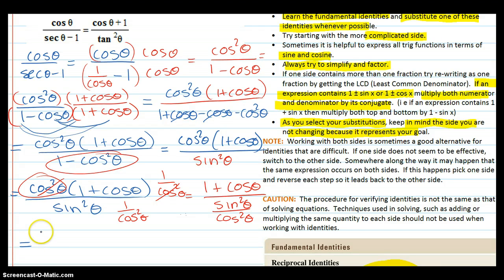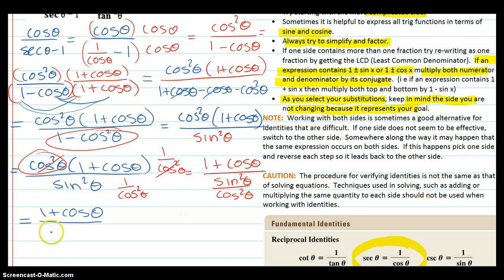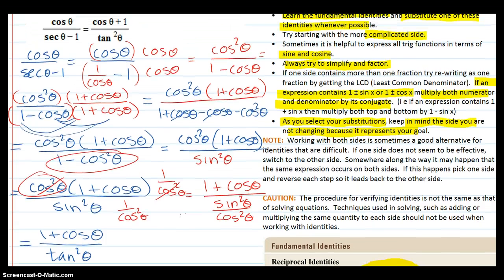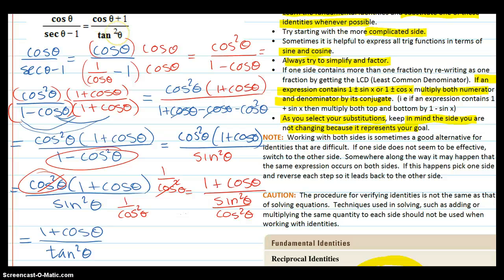I'm going to keep the top the same, and I'm going to write the bottom as tangent squared theta. And you can see we are done. Oh yes, well we can change 1 plus cosine theta to cosine of theta plus 1 if you want to get it exactly alike. And we have just verified the identity.